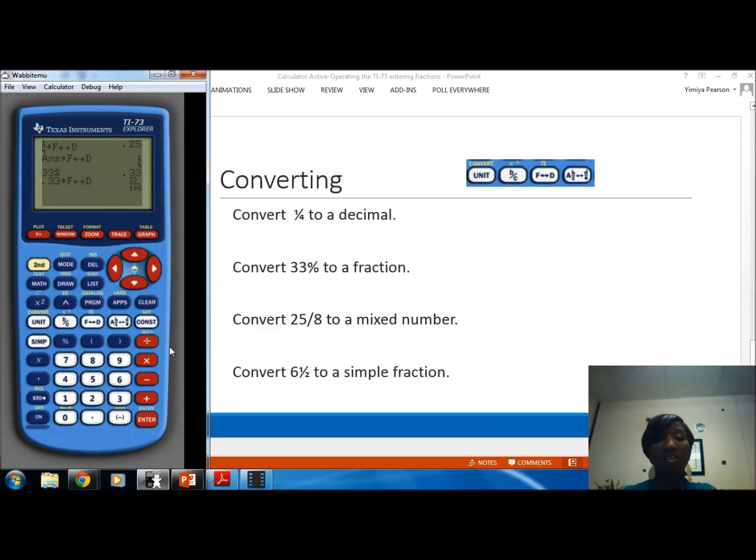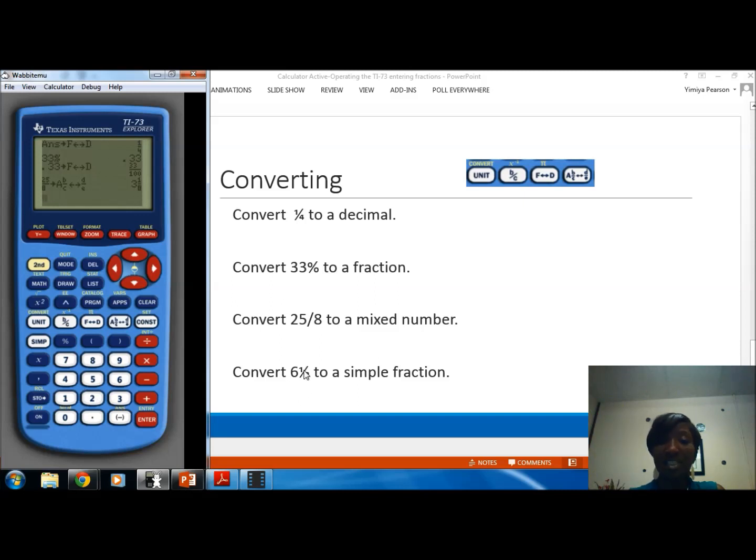All right, next, let's look at converting simple fractions to mixed numbers. So I have the simple fraction 25/8. I'm going to type that in, 25 B/C 8, right arrow. The mixed number to simple fraction key is what I want to hit. And then I press enter, and it has converted 25/8 to 3 1/8.